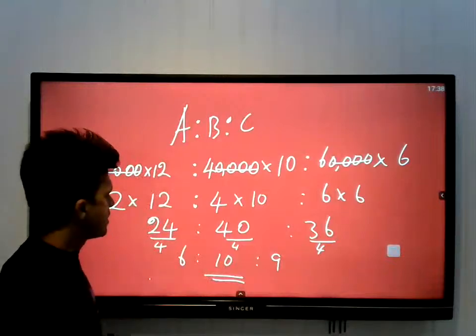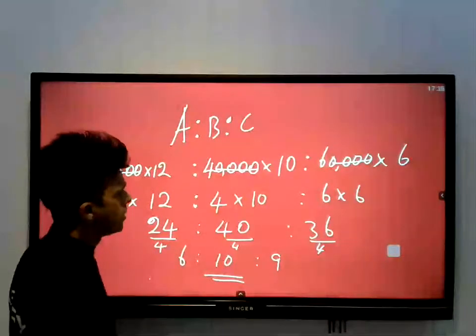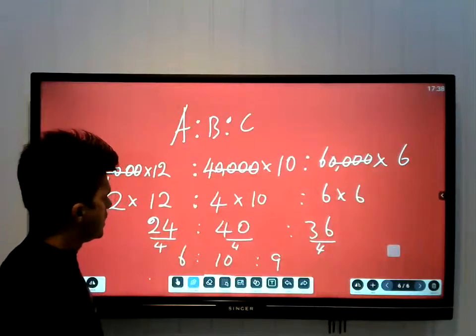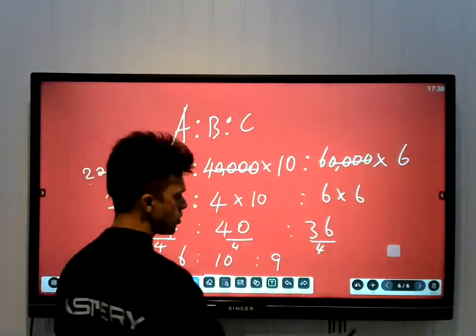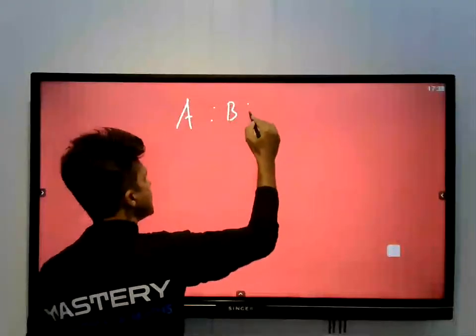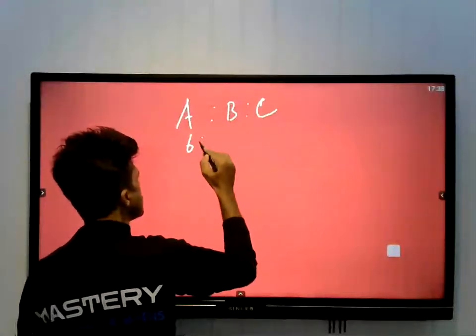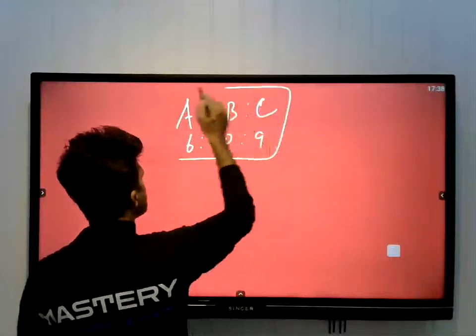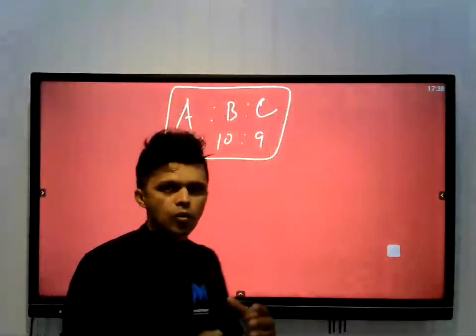So this is the ratio. This is the relative ratio. So the ratio is 6 to 10 to 9. Now our question is not over, right?